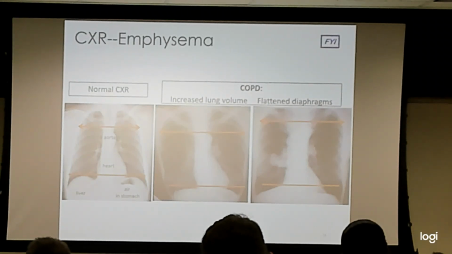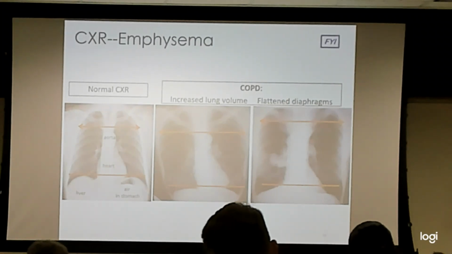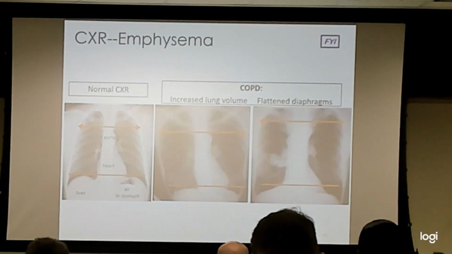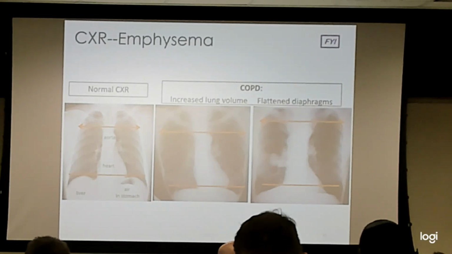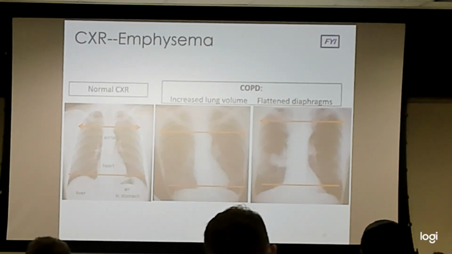So this is our emphysema we were just talking about. So you look at normal, and then on the right, this is emphysema. You see that chest space pushed out. And then by contrast, the heart silhouette looks tiny in that big cavity.